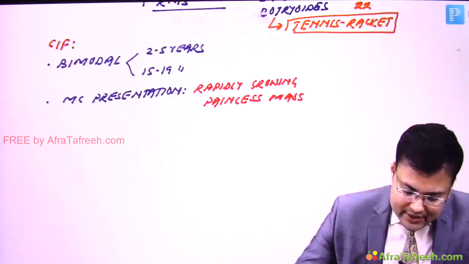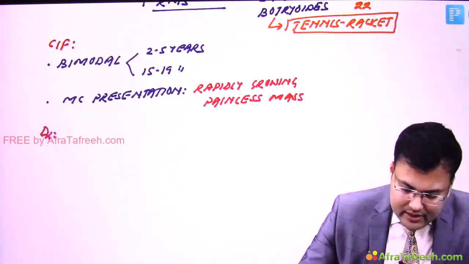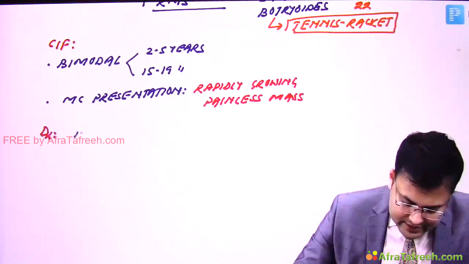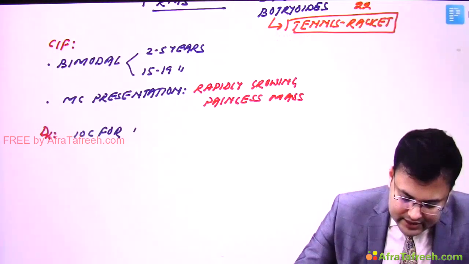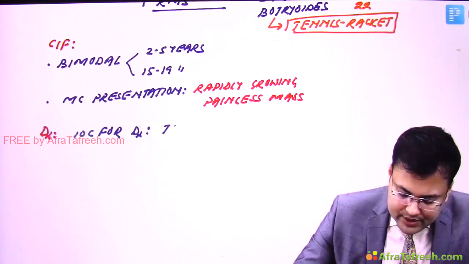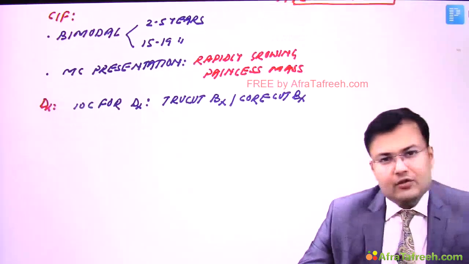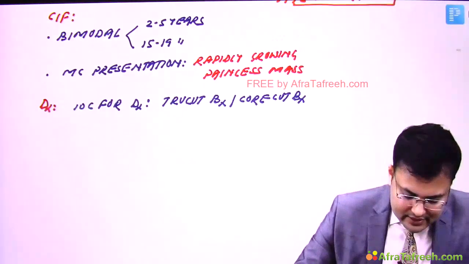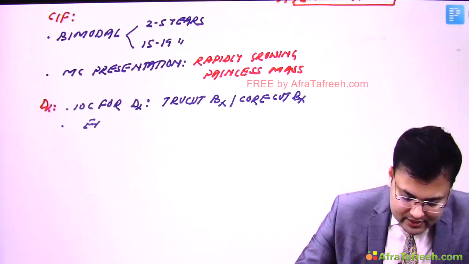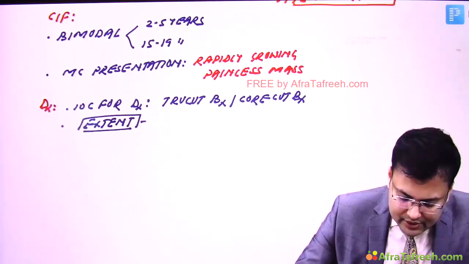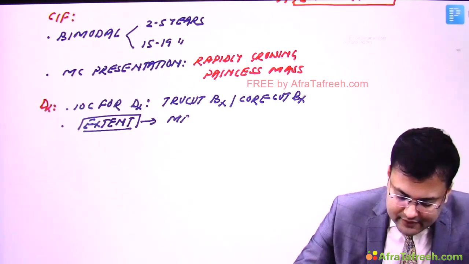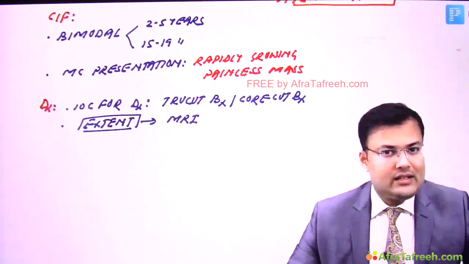Now coming to the diagnosis, it is also similar. The investigation of choice for diagnosis is true cut biopsy or core cut biopsy. The investigation of choice to assess the extent of rhabdomyosarcoma is MRI.